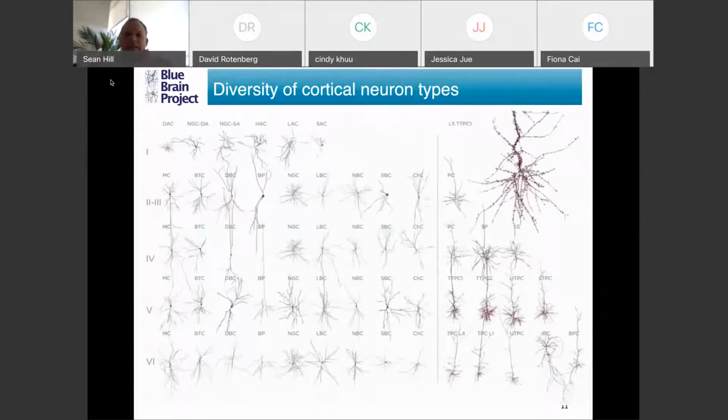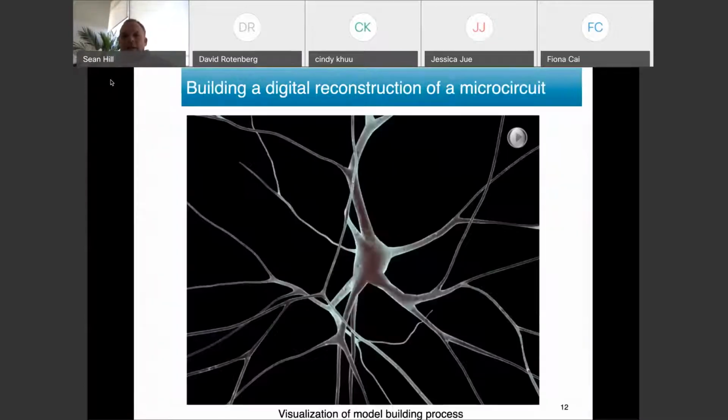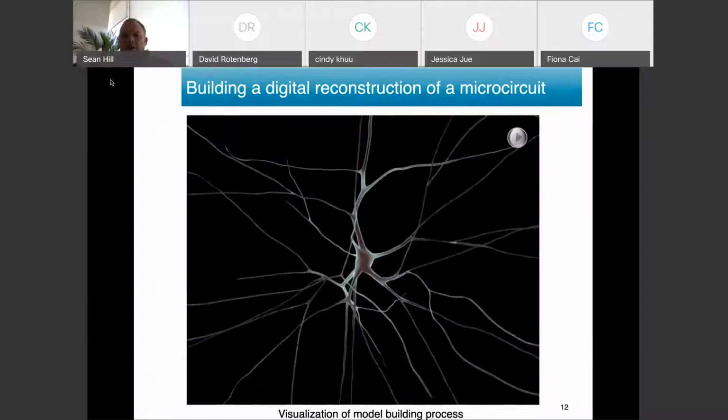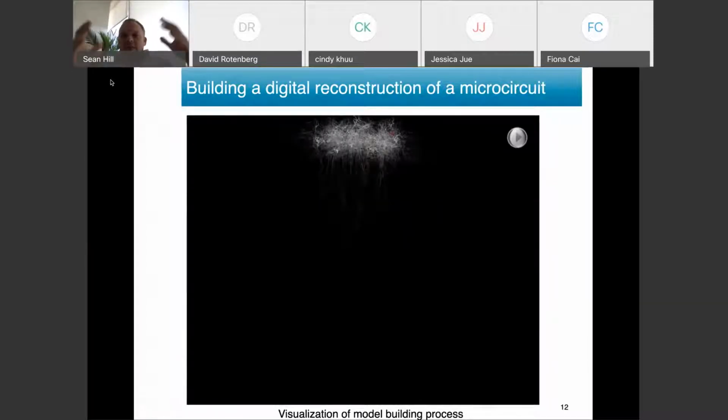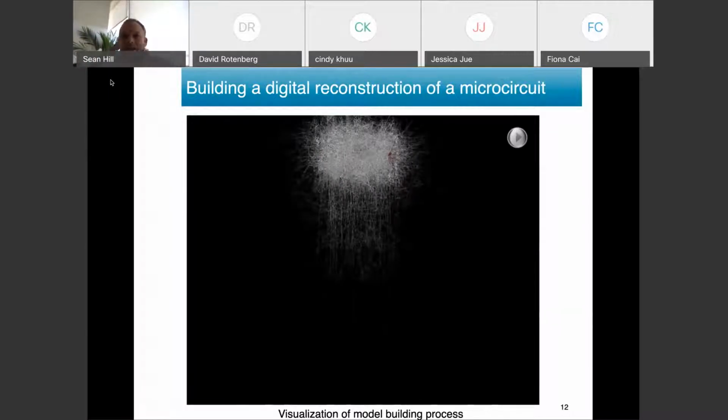And we use the statistics and the data about the composition of that circuit to start to build a digital reconstruction by placing these neurons in a three-dimensional volume comparable to what exists in the biology and start to build a virtual reconstruction.